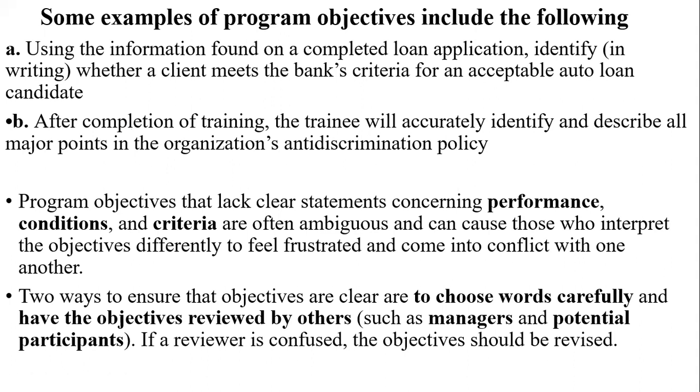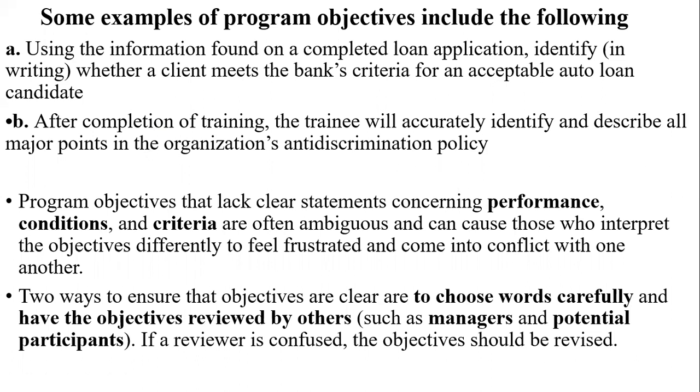And the second example of an objective is that after completion of the training, the trainee will accurately identify and describe all the major points in the organization's anti-discriminatory policy. So this presupposes that the organization is pervasively experiencing a lot of discrimination. And for that matter, they are now reorienting or indoctrinating their workforce to be alert to some of these bad habits. And so the training program, having taken the trainees through it, is expected to achieve this desired purpose.